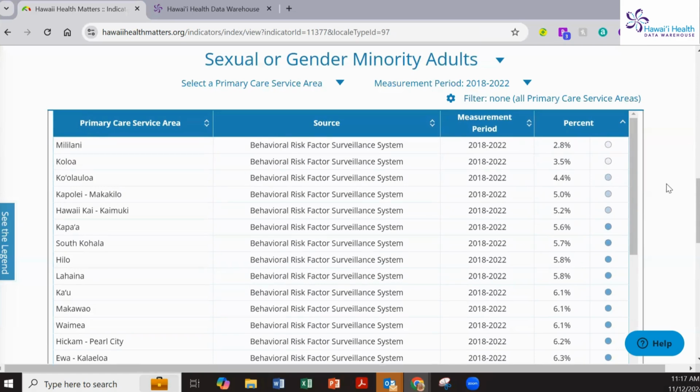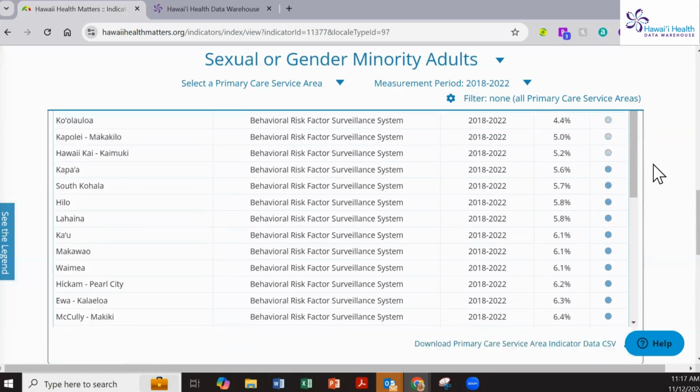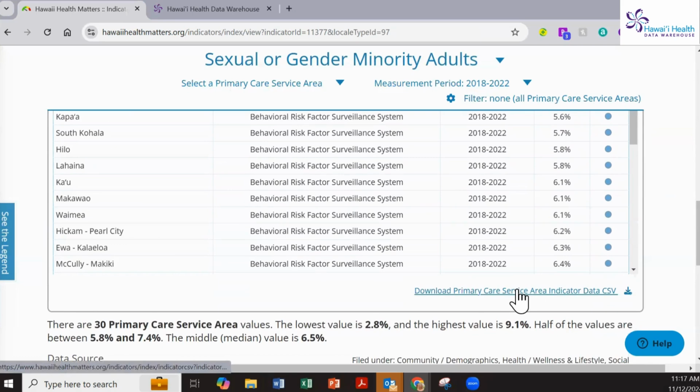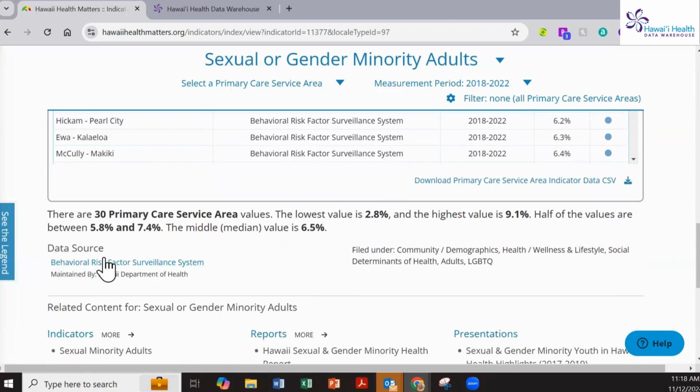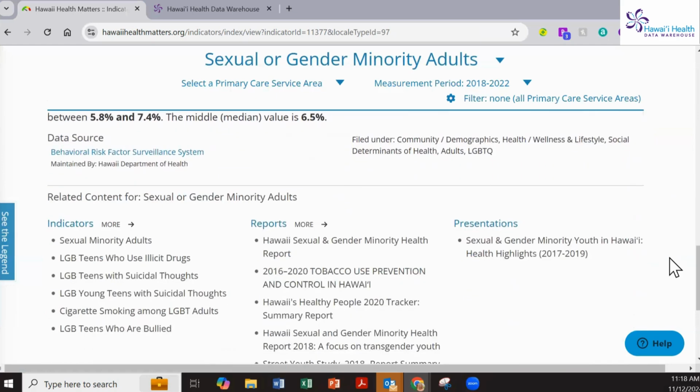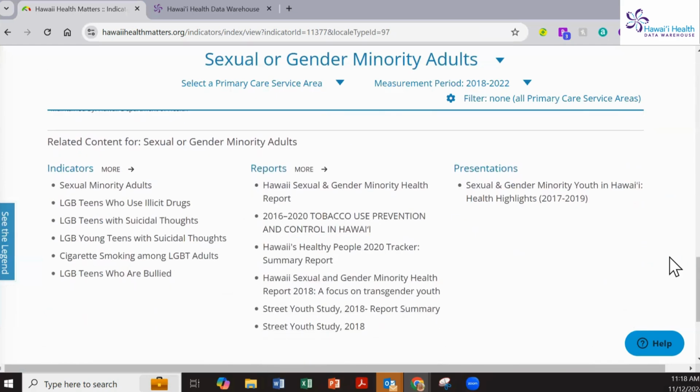And here's the table. You can do some modifying of the table. You can also download the CSV data. And then below that, it gives you a little bit of information, some descriptive statistics, talks about the data source. And then here again, it gives you this related content. So here we can see some other indicators that are related to sexual or gender minority adults. Again, these reports and this presentation.